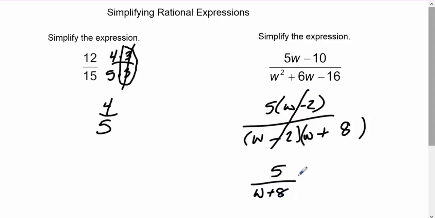Now this expression is good as long as w doesn't equal -8, because if w equals -8, then we have an undefined term of 5 over 0, no go. But we aren't setting this in an equation or anything like that. This is just what we call a restricted value.